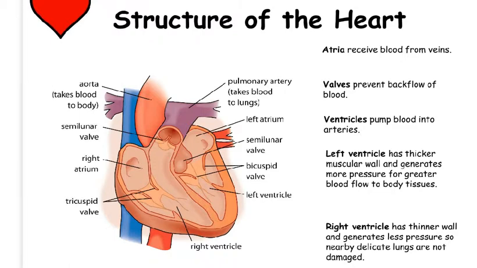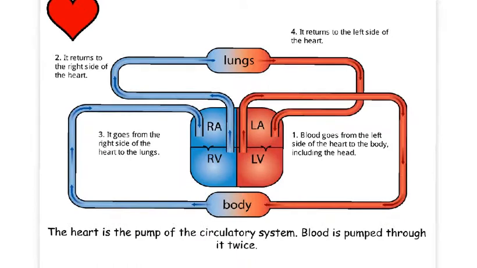The left and right atria receive blood from veins. The left and right ventricles pump blood into arteries. The valves are there to prevent the blood flowing backwards. The right ventricle has a thinner wall and generates less pressure so that the delicate lungs are not damaged. The left side of the heart pumps blood around the rest of the body, so the ventricle is much thicker and the walls much more muscular, so it can generate higher pressure and quickly deliver oxygen to the body's tissues.